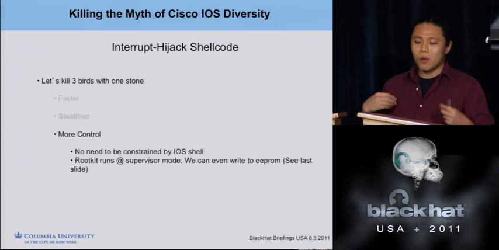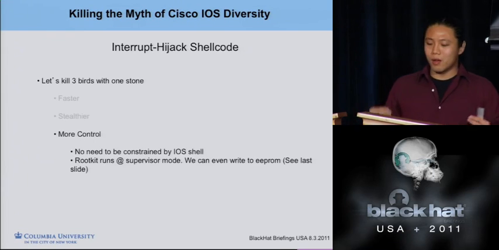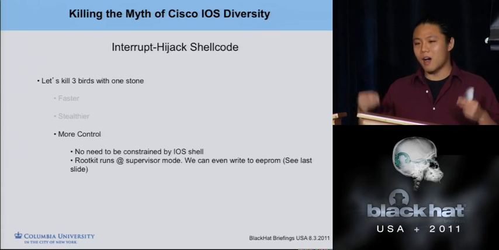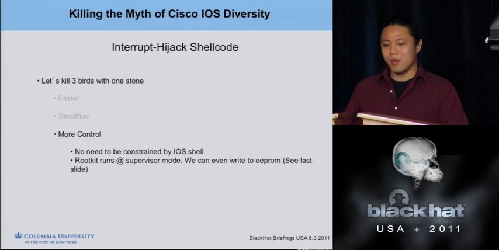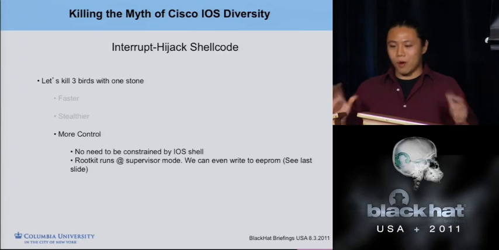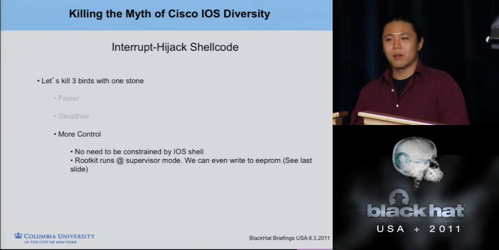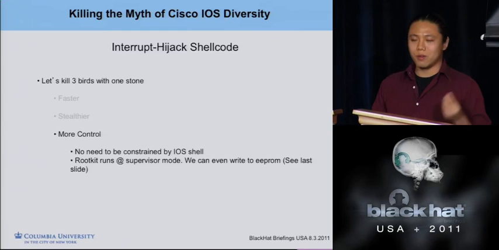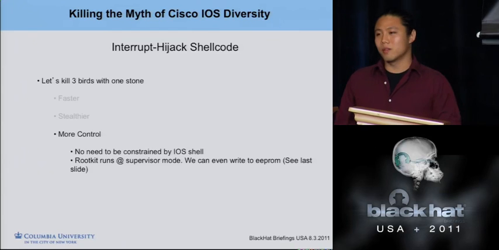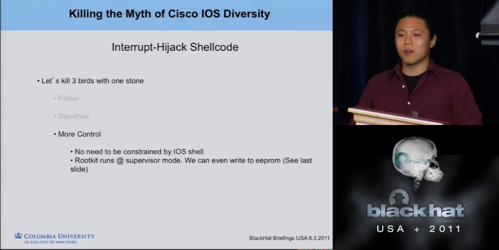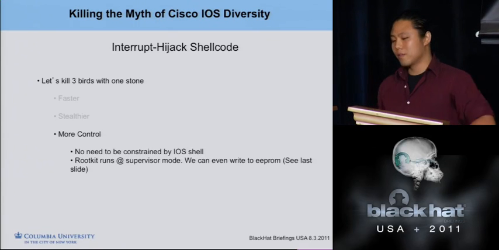And lastly, we want to have more control. Now, if we put in a persistent backdoor, we're still stuck interacting with the existing iOS shell. We get level 15 privilege on the router, but we're not able to do anything more than just manipulate the router through iOS commands. But if we're able to put in a rootkit on this router, we're already operating in supervisor mode on the CPU, which means we can potentially read, write, and execute any piece of memory on this router. And if we solve the diversity problem and figure out exactly what the memory layout of this compromised device is, we can really take advantage of that fact.